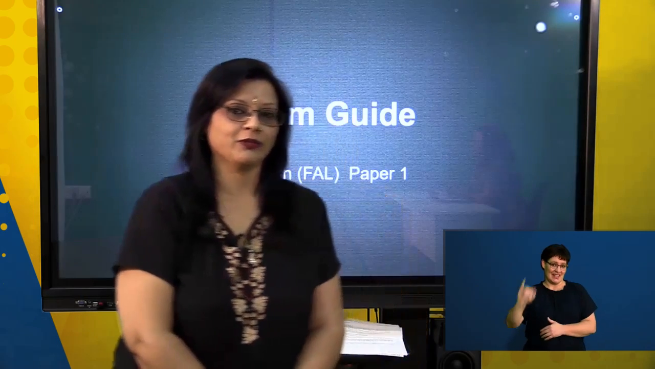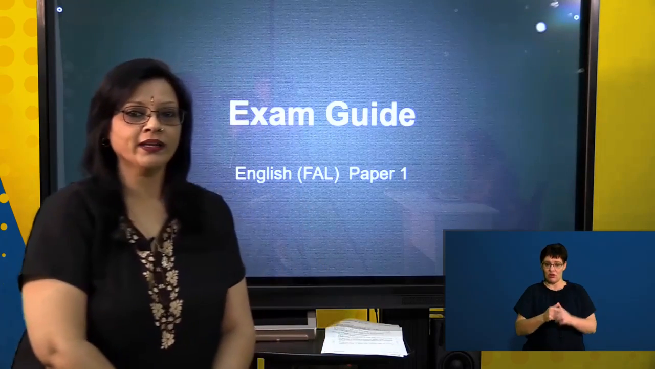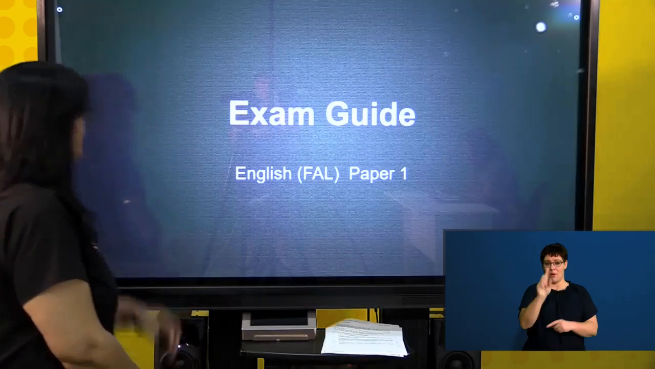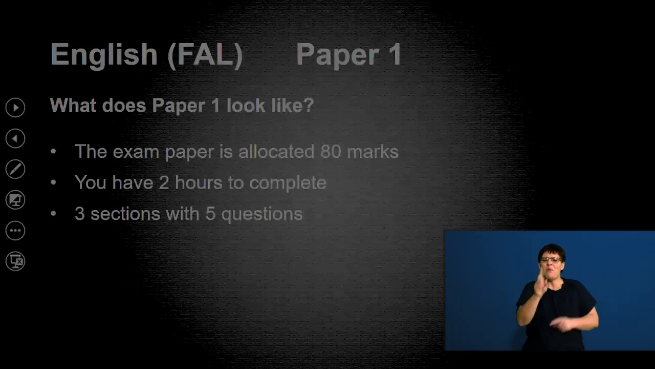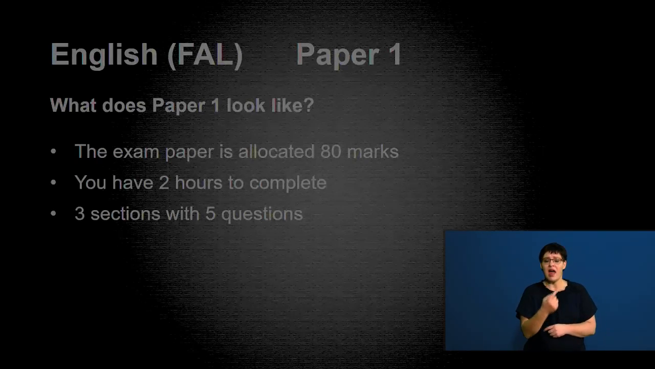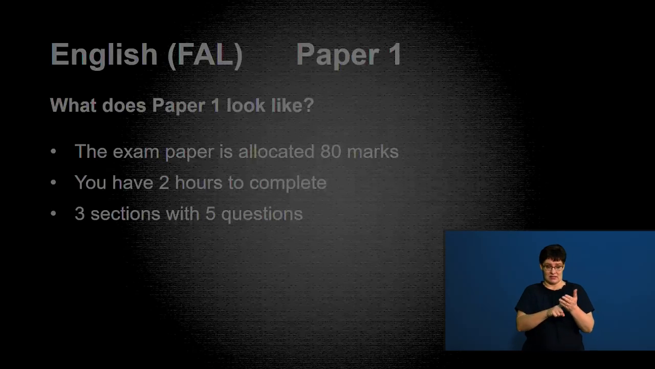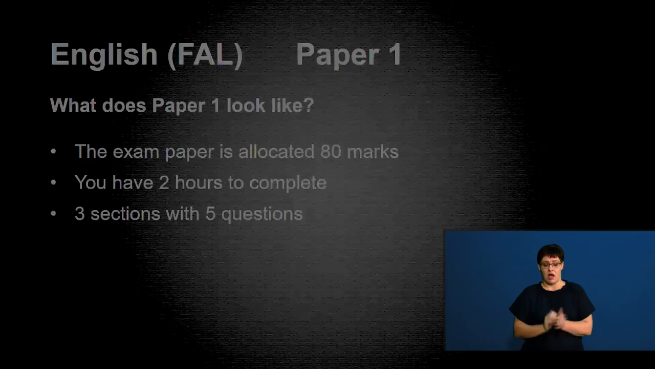Welcome, guys. Today we're looking at the English First Additional Language program and we're focusing on paper 1. So let's get to it. So what does paper 1 look like? The exam paper 1 consists of 80 marks. You have 2 hours to complete this paper and 3 sections in total with 5 questions.